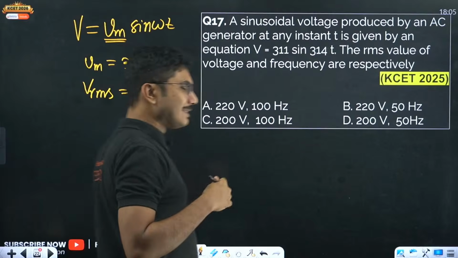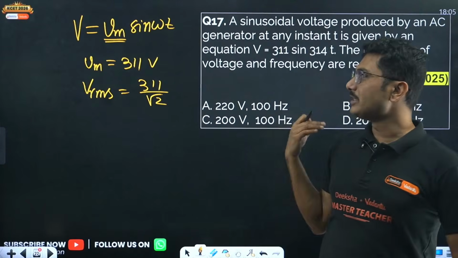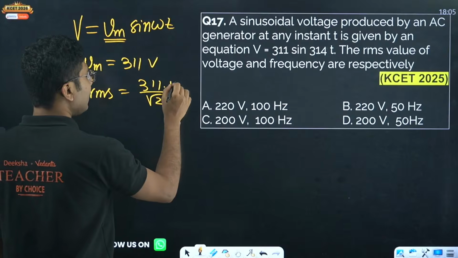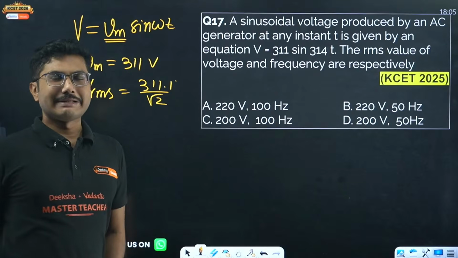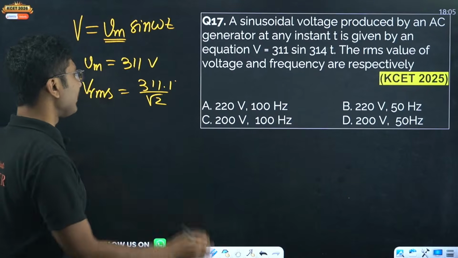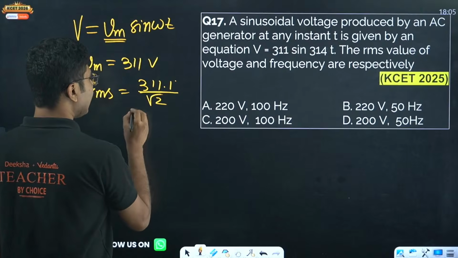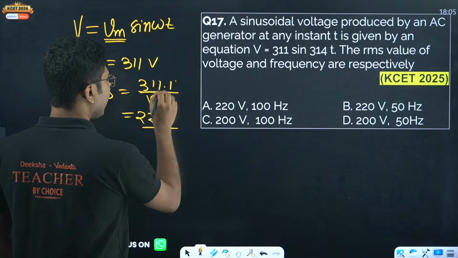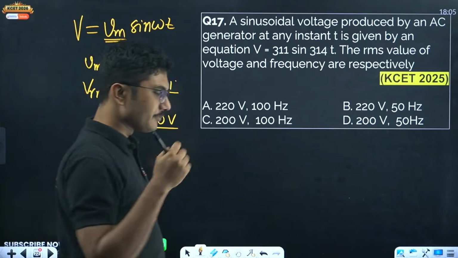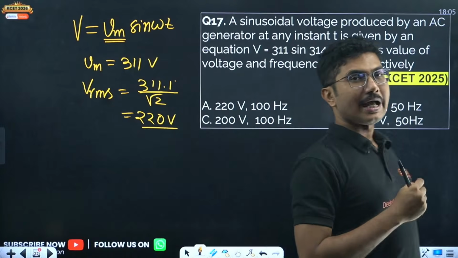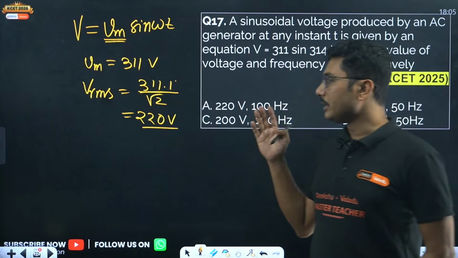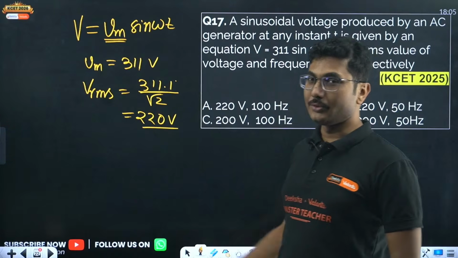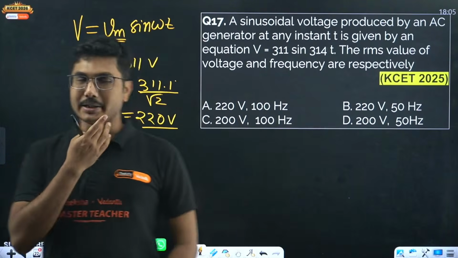Now this 311 is a very special value. Actually 311.1. This is a very special value because when you divide it by root 2, it gives our domestic power supply, that is 220 volt. You should remember this value. 311 divided by root 2 gives you 220 volt. That is the RMS value that we use in our domestic supply, right?